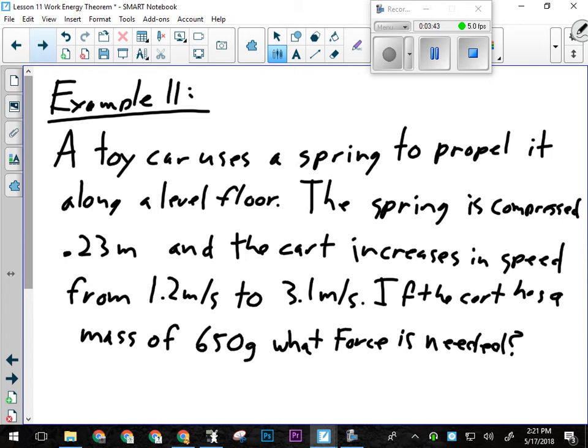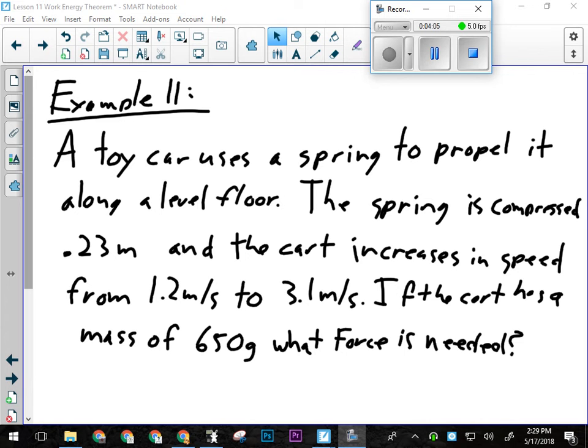This one is about as tricky as a work energy theorem question involving kinetic energy could get. So give this one a try. Write it down because it's a good example. I actually put one like this on the unit exam last year. Give this one a try.